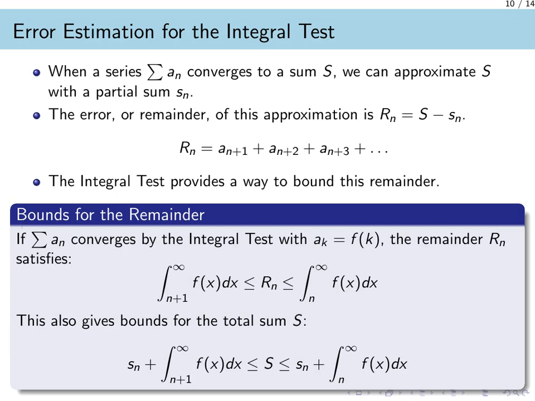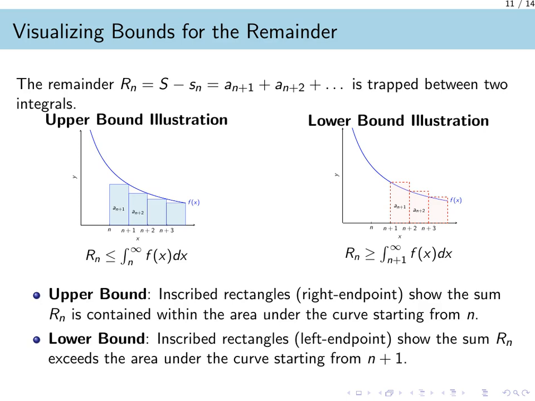These inequalities provide a practical way to determine the accuracy of our partial sum approximation. This slide provides the key visual proof for the remainder bounds we just discussed, using a continuous, positive, and decreasing function f of x to represent our convergent series. The remainder, r sub n, represents the sum of all terms from a sub n plus 1 out to infinity.